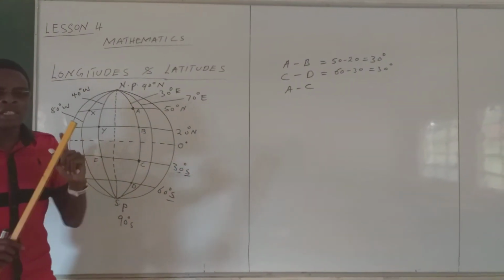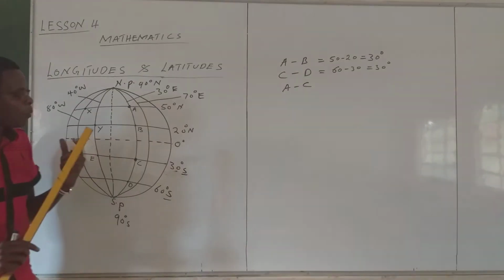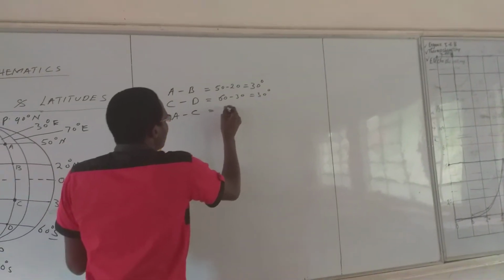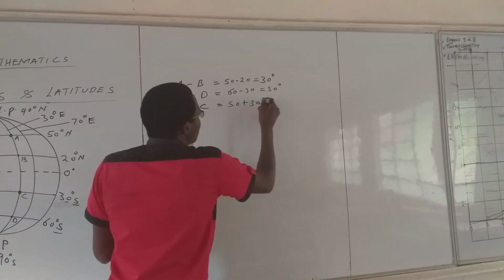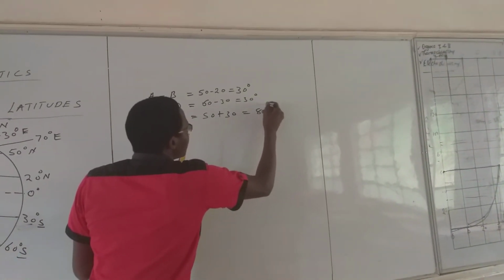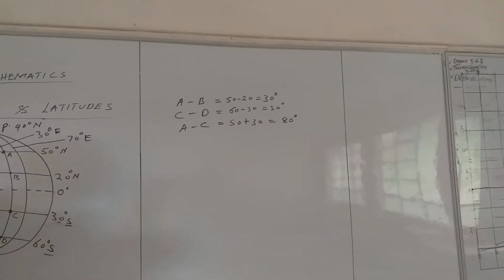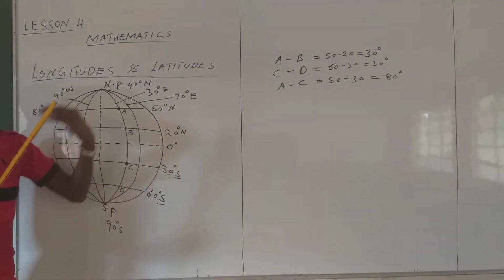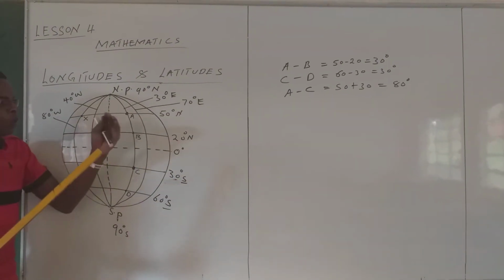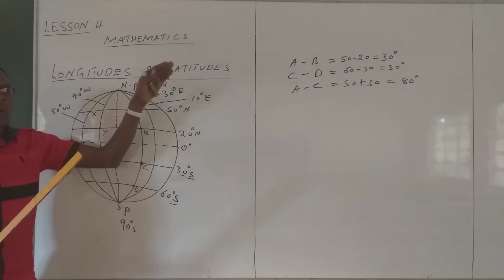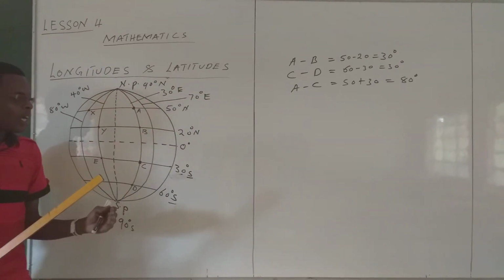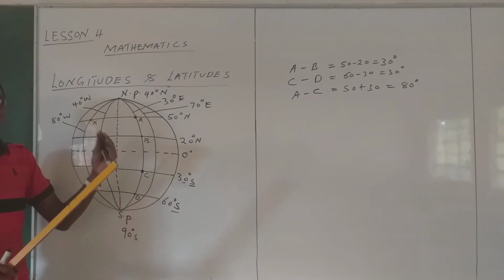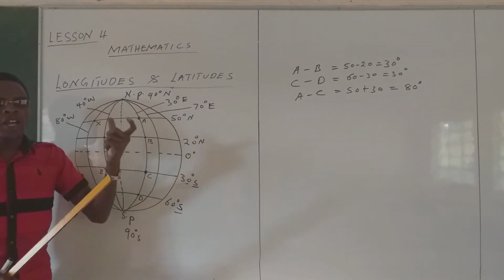So the degree difference between point A and point C is going to be 50 plus 30, which is going to give us what? 80 degrees. And I've made my explanation very clear that the moment they lie on different sides, that is, when we talk about different sides, either one is on north and the other one is on south, or one is on east and the other one is on west, we do what? We have to find the degree difference.